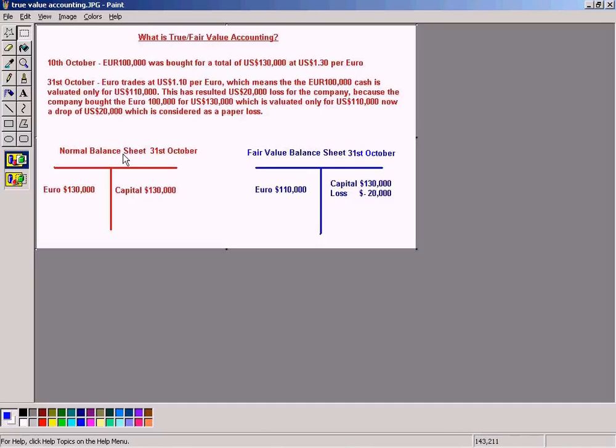Okay, so in the normal balance sheet, where the fair value accounting is not practiced, the euro balance is shown in US dollars as per the original transaction amount, which is 130 per euro and a total of 130,000 US dollars. In fact small companies tend to do that because they don't have to worry about the actual value of a business. So to keep their numbers simple, they just use the original transaction value, which is 130,000 US dollars.